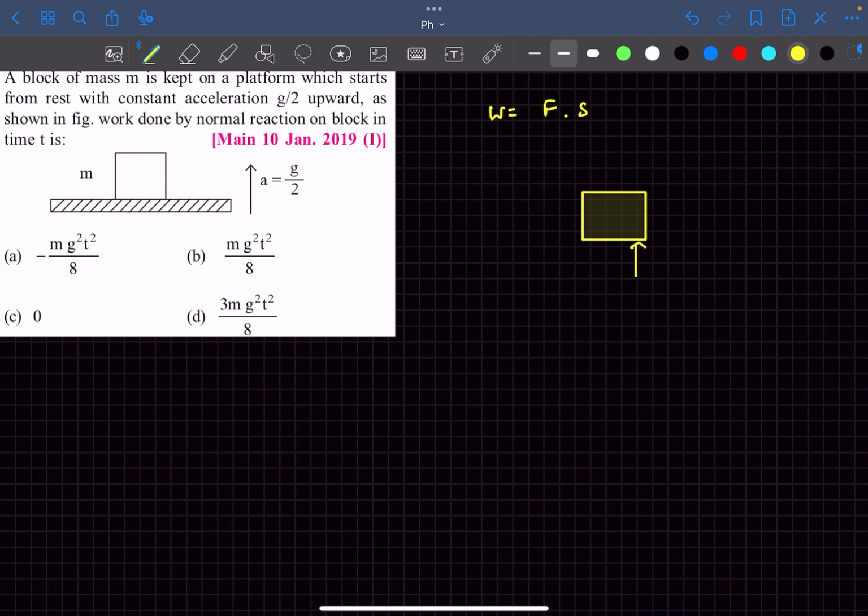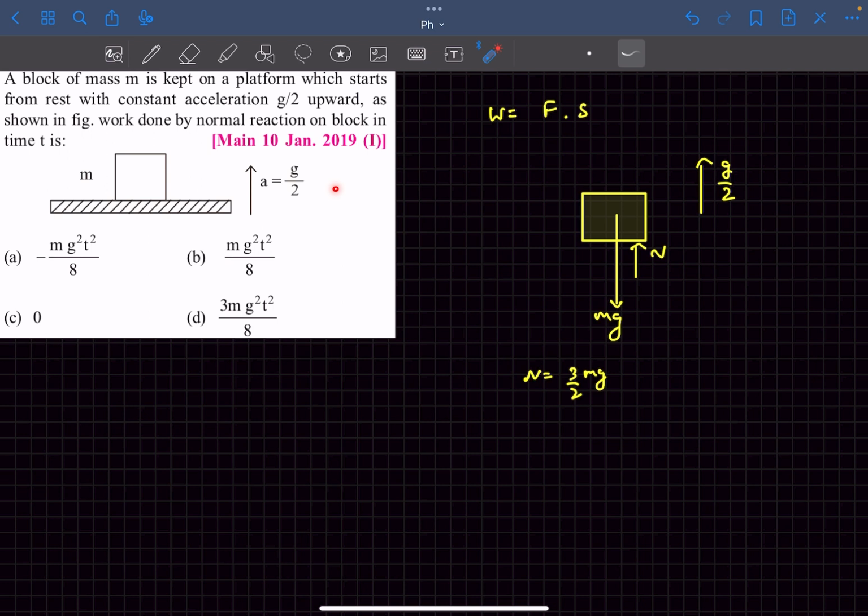So we have a normal reaction, we have the weight of the block, and the block is moving up with an acceleration of g by 2. So now we can write F equals ma for the block, and we'll get the normal reaction as 3 by 2 mg. Oh yeah, and by the way, you have to keep one thing in mind.